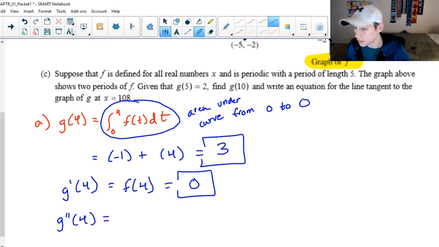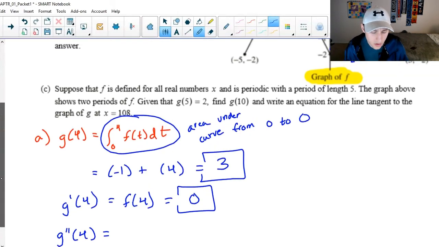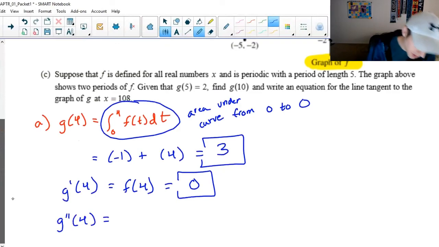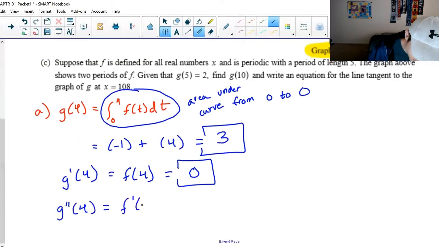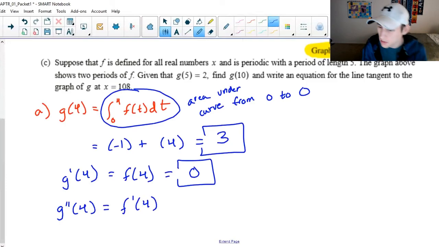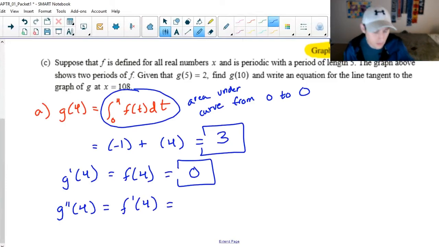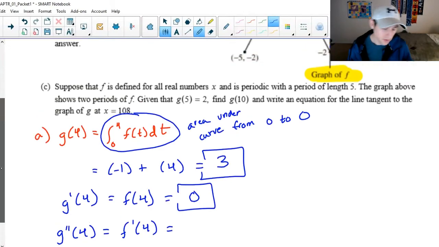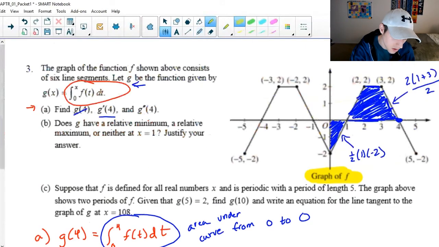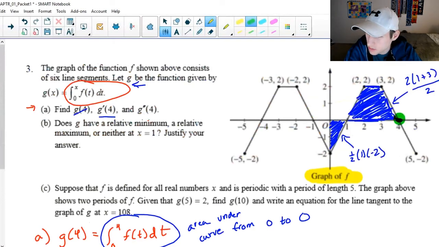And thirdly, g double prime of 4. So another way of thinking about that is f prime of 4. So I have a graph of f. My question is then, can I figure out f prime? So I want to know, what is the derivative at this point of this graph?